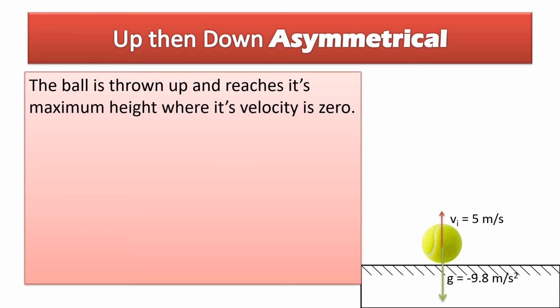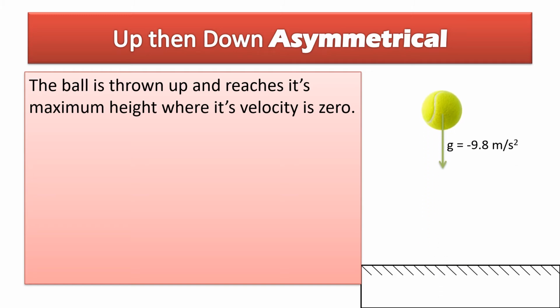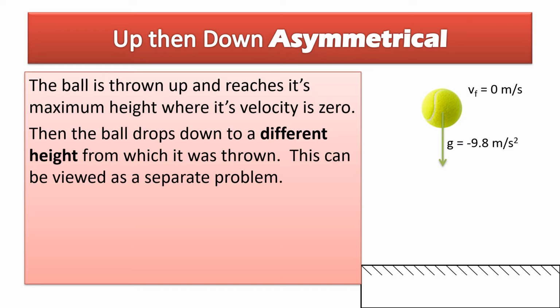So here's the situation. The ball is thrown up and reaches its maximum height where its velocity is 0. So there it is on the ground, and its initial velocity was 5, but then it slows to 0 for a split second. Then the ball drops to a different height from which it was thrown. It could be above the ground, or maybe it's allowed to fall even further down below from where it was initially launched from. Like maybe if you're standing on the edge of a bridge or something like that, and you toss something upward, and then it goes down underneath where it was.